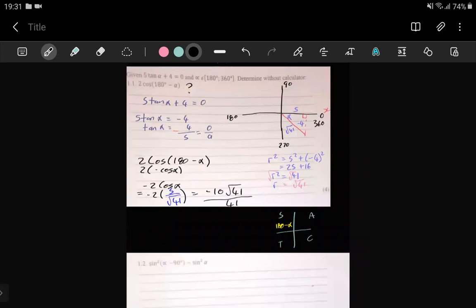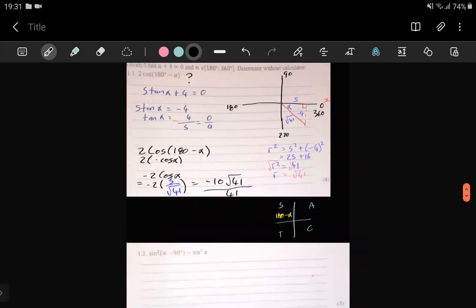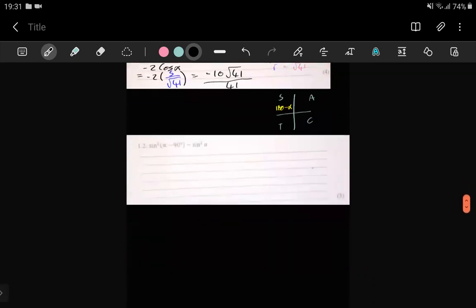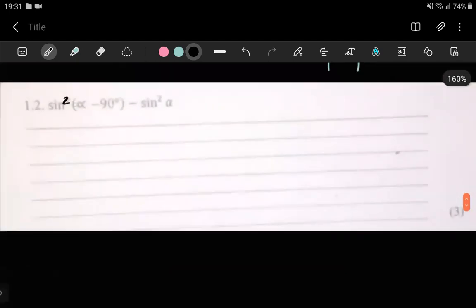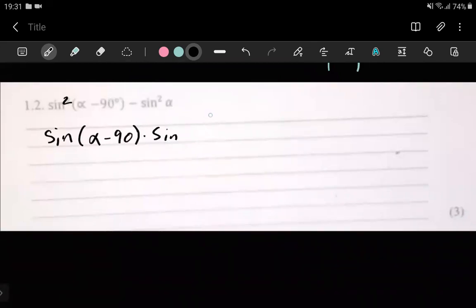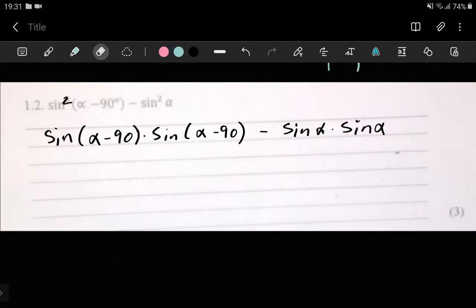For 1.2, we don't want to overthink anything. Just look at this as though they're telling you that you have sine alpha minus 90, and then sine alpha minus 90 again. And then here you have minus sine alpha, but it's being multiplied by itself. I'm doing this deliberately, but I don't think the sine part is necessary. Let's just leave it as sine squared.